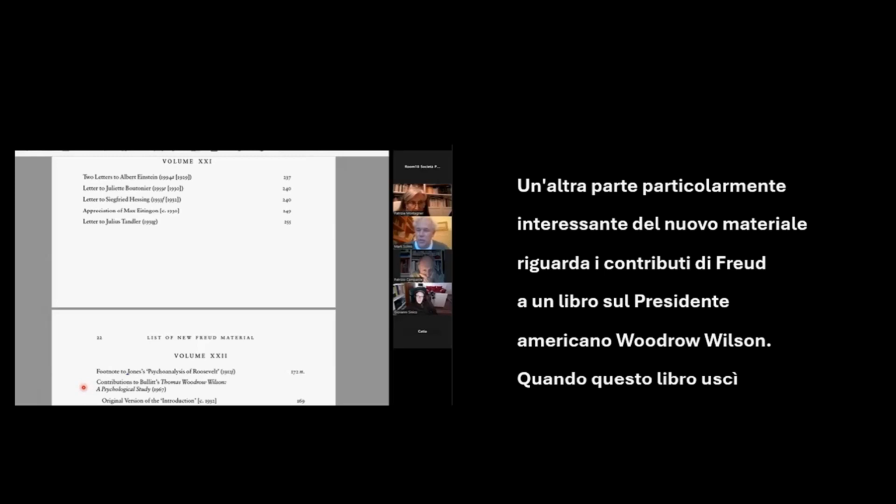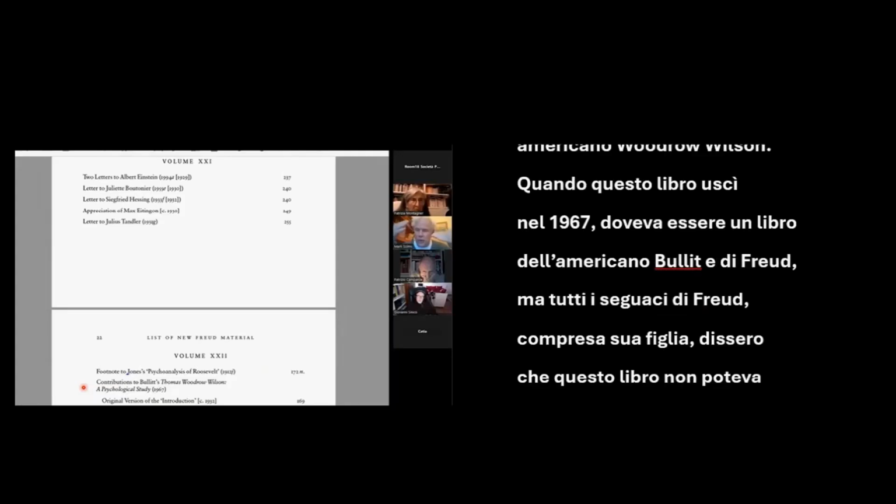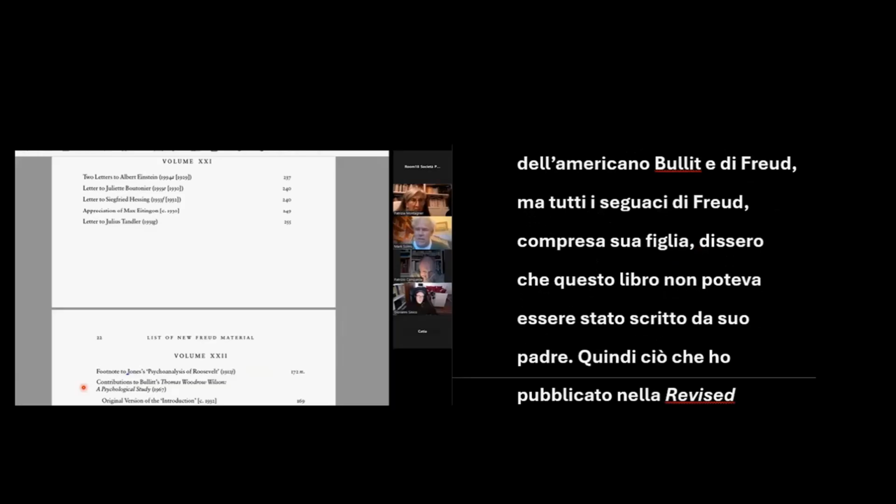Another particularly interesting part of the new material was the contributions that Freud made to a book about the American president, Woodrow Wilson. When this book came out in 1967, it was said to be a book by an American named Bullitt and Freud. But all of Freud's followers, including his daughter, said this book could not possibly have been written by her father.